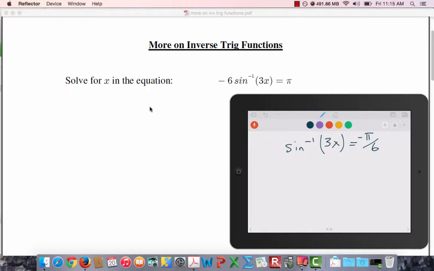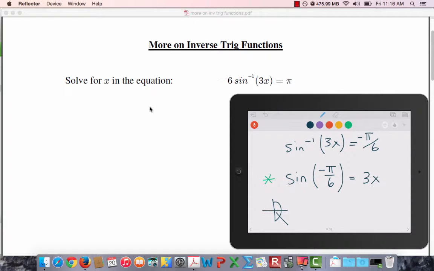First of all, sine inverse of 3x is equal to -pi/6. This is describing the same relationship as is described by the regular sine function: the sine of the angle is equal to 3x. So we have two different ways of looking at this relationship. The inverse trig function has an output that is an angle, and then the regular trig function operates on that angle. So we're going to convert out of the inverse sine function and back to regular sine, because from here we can evaluate the sine of -pi/6.